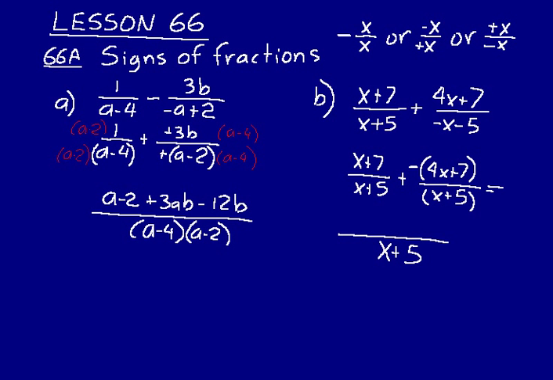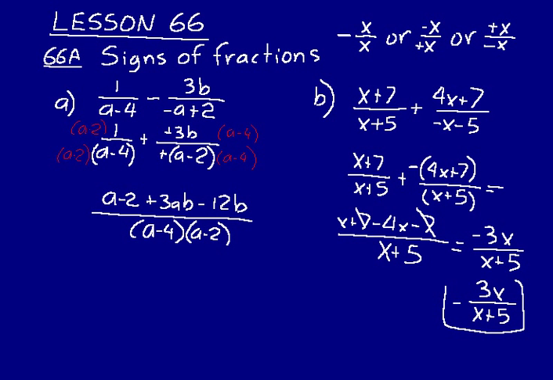Let's add those two, and let's say x plus 7 minus 4x minus 7. And so the 7's cancel, and we end up with negative 3x over x plus 5. Or we could write it like this as well, negative 3x over x plus 5. Either way is correct. The negative sign's out front. That means we could put it with the numerator or the denominator.